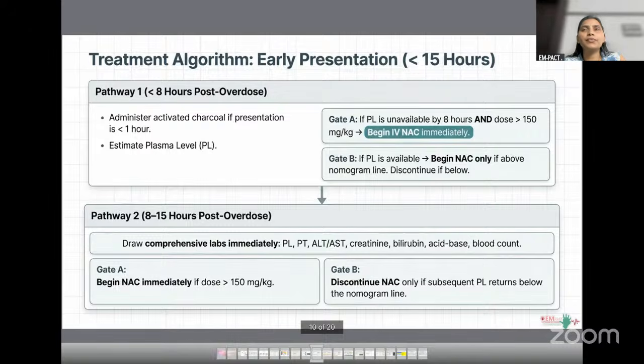Then, what if the patient is presenting within 8 hours to 15 hours post ingestion? In that case, we can immediately send the serum paracetamol level along with other investigations. And we can start NAC here also if the patient has already taken more than 150 mg per kg of paracetamol in acute ingestion. Okay.